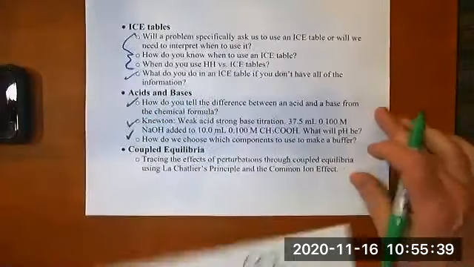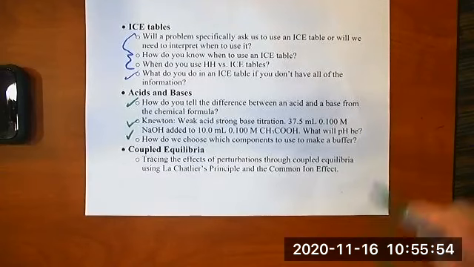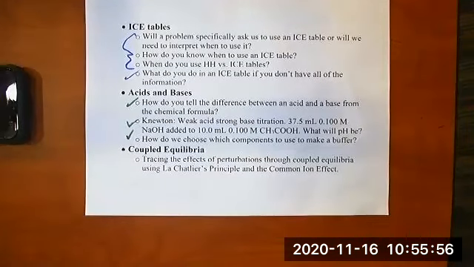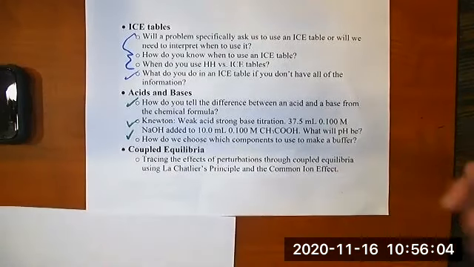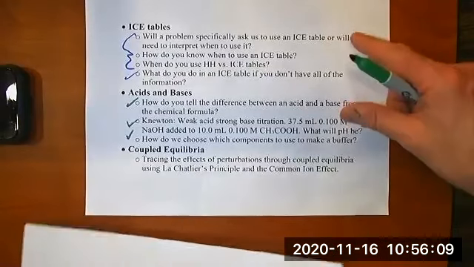All right, coupled equilibria. In the post I put up on what we know about the exam so far, I have a topics list up there. And one of the topics was tracing the effects of perturbations through coupled equilibria using Le Chatelier's principle and the common ion effect. So, there are questions about how we use Le Chatelier's principle and the common ion effect to do this kind of thing?